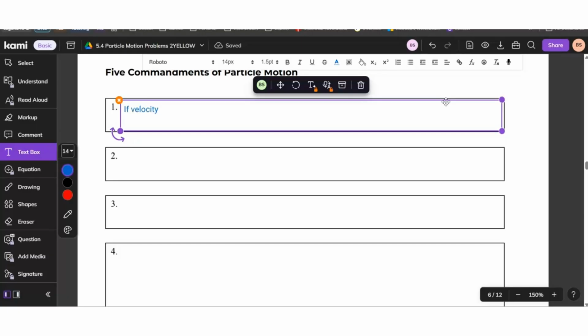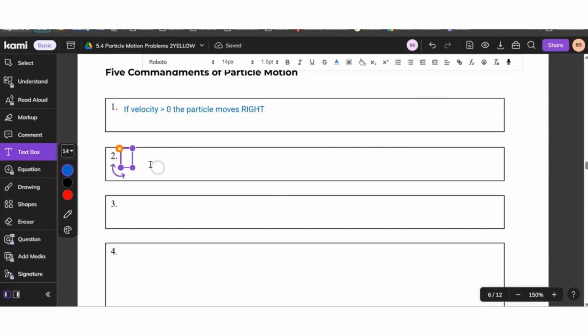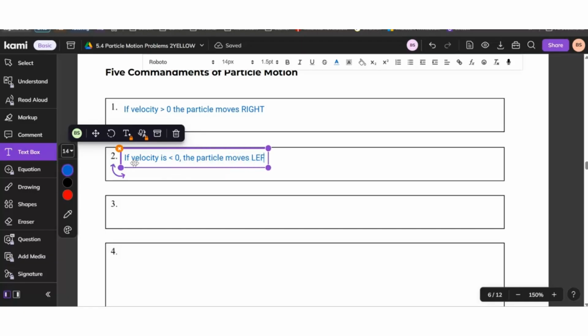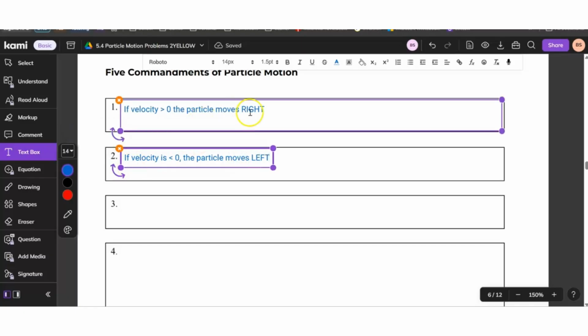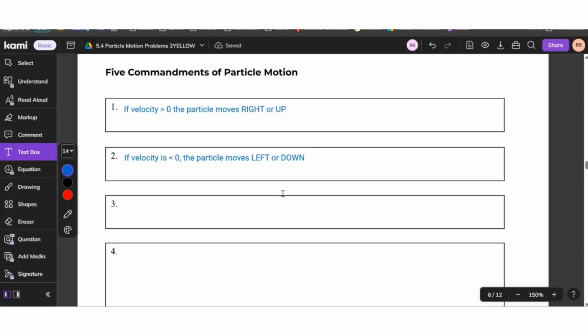If velocity is greater than 0, the particle moves right. I've already talked about it, but we're going to write them down to make sure we know this. So then what would be number 2? If it's less than 0, it moves left. Yeah, if velocity is less than 0, the particle moves left. I guess maybe we should add to this though. Right or up, and left or down, right? It would technically be those 2 things. Okay. Number 3.